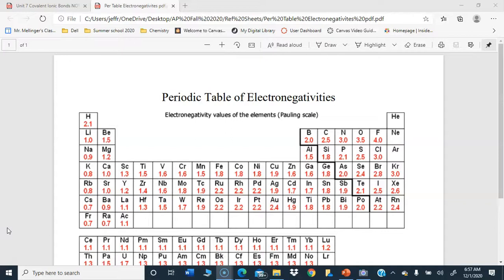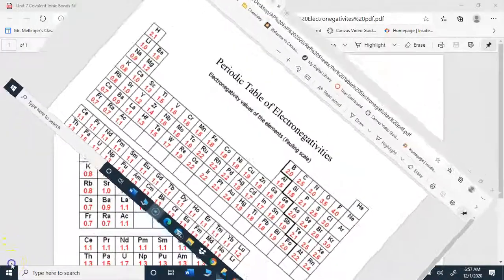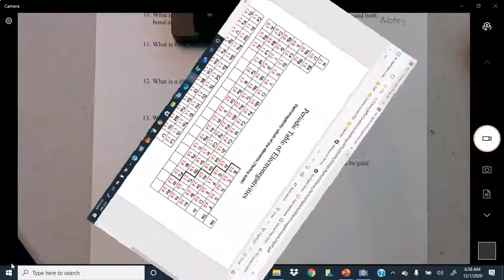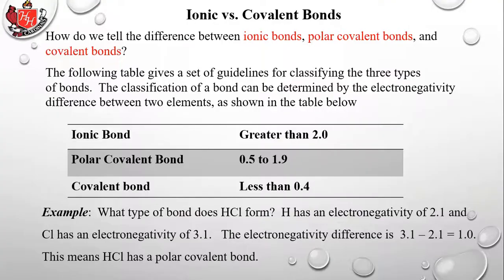So 2.8 minus 2.5. You always want to subtract so you get a positive number. That's going to equal 0.3. Okay, so I've written that down here: 2.5 for carbon, bromine's 2.8. Subtract, you get 0.3. And according to the table, okay, so here's the table that's in the video. Now you'll notice, honestly, that the table in the notes is different. It's got slightly different numbers, a 1.8.